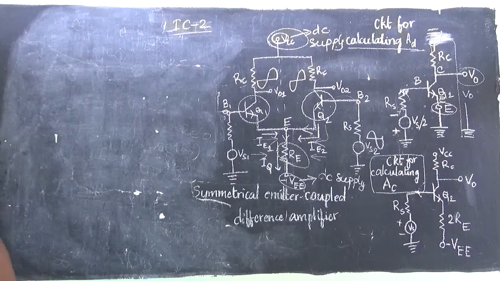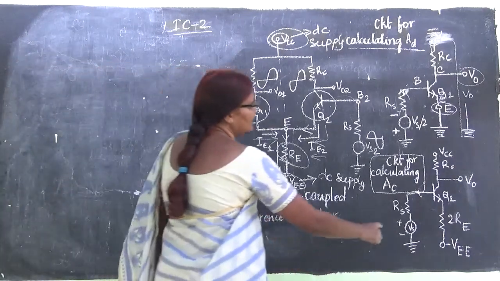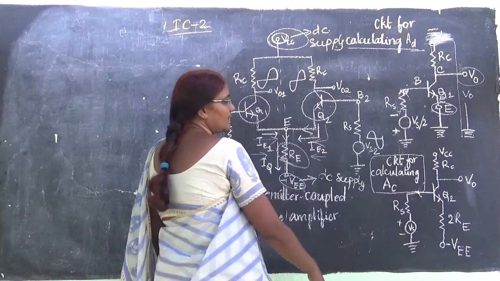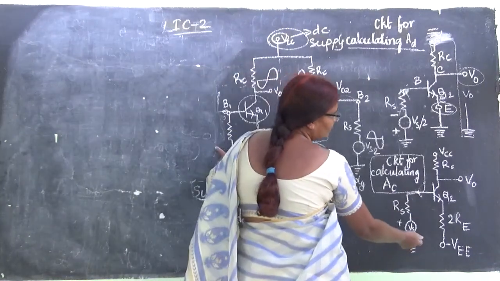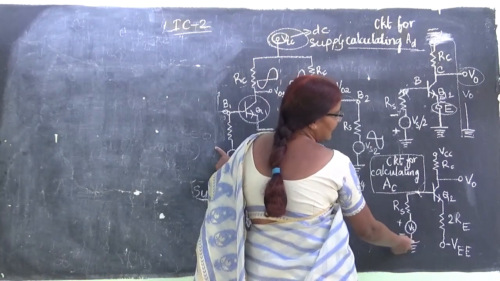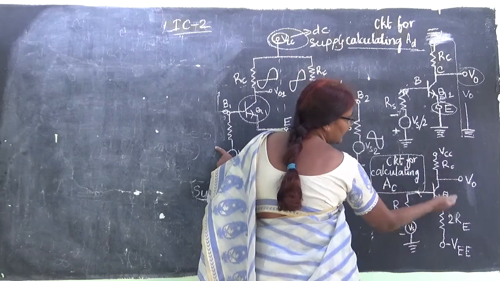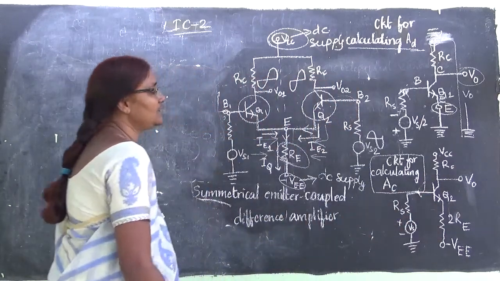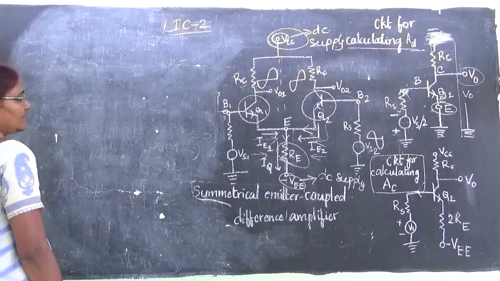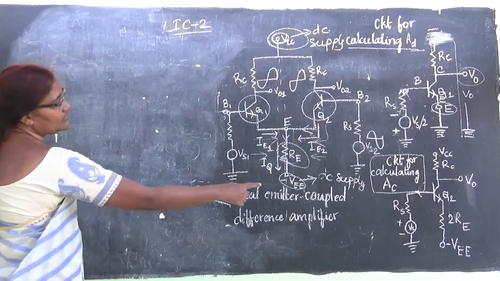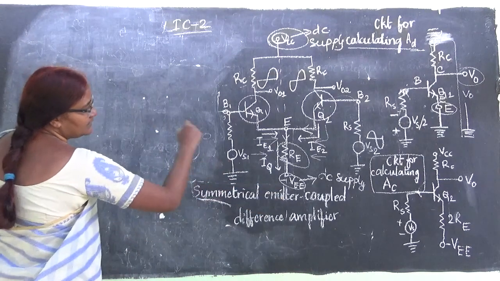So to find the common mode signal gain, I take this circuit as it is. As usual, to make the AC signal analysis, we will make the DC signals 0. That means we will ground VCC and VEE. So I am going to draw the equivalent of this circuit.